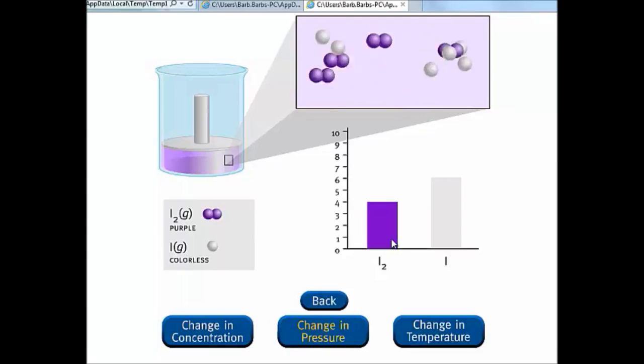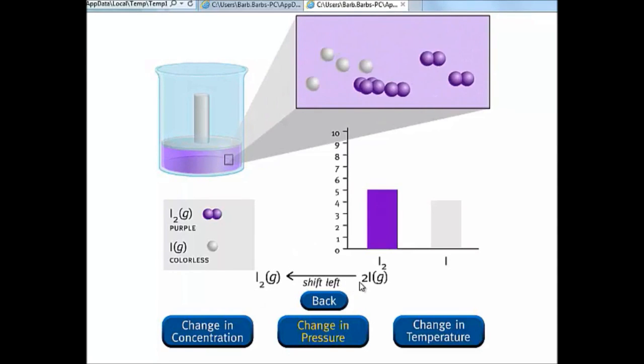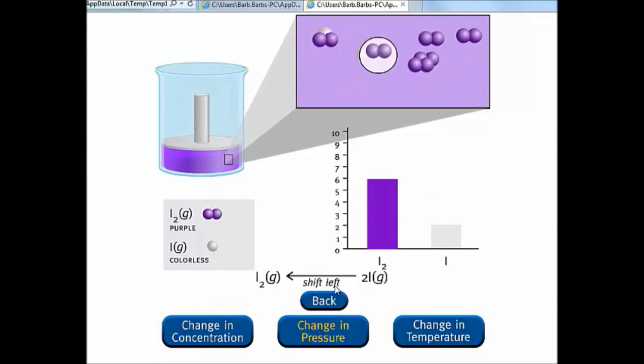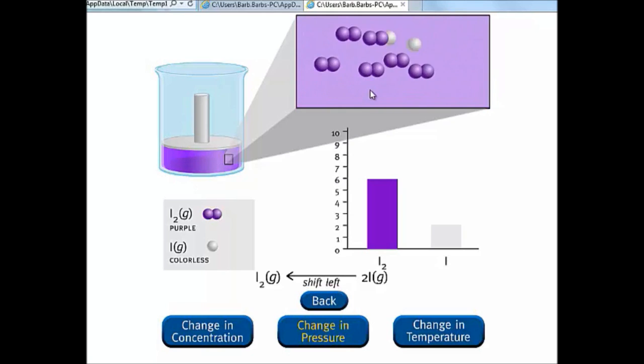Because of the 2-to-1 mole ratio in the balanced equation, the moles of gas can be decreased if the system shifts to the left, producing iodine molecules and decreasing the number of iodine atoms, as you can see in the microscopic view. As more iodine molecules, which have a purple color, are produced, the color of the equilibrium mixture darkens. This can be seen in the macroscopic view. Note that the total number of gas particles has decreased from 10 to 8.